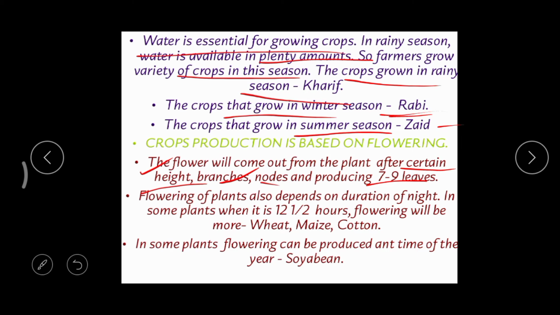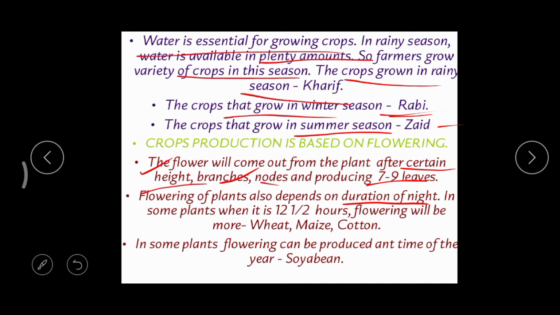Okay, so flowering of plants also depends on the duration of nights. What is meant by duration of night? That means the time period, for how much time this night is available. That is called night duration. So in some other plants, they produce more flowering when the night duration is more. Okay, you got the point? When the night period is more, some of the plants produce more flowering.